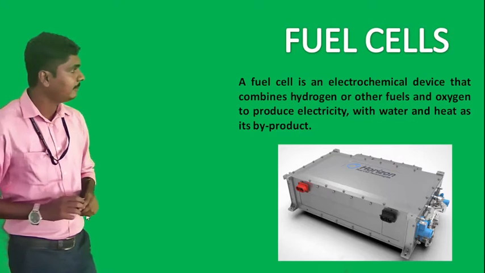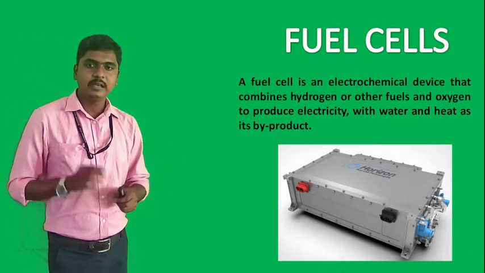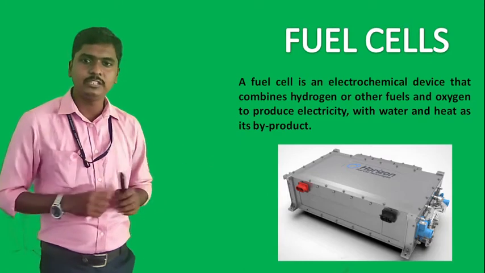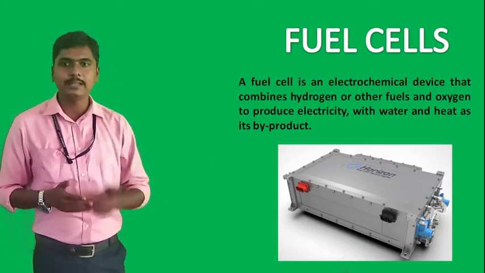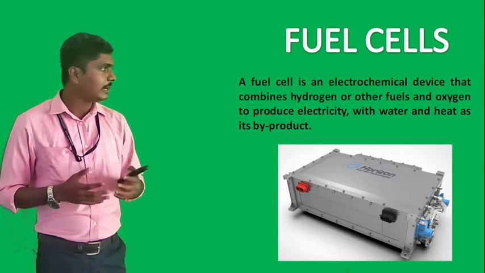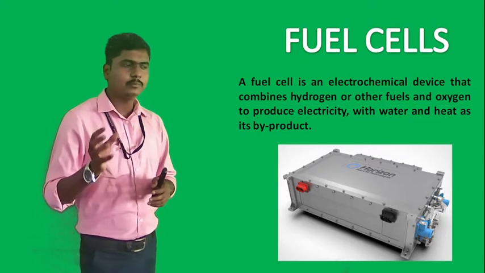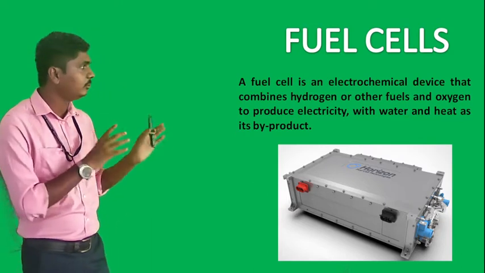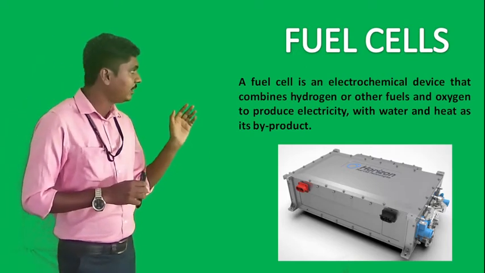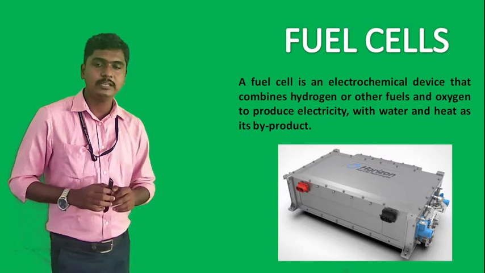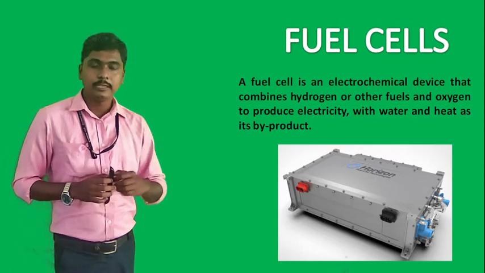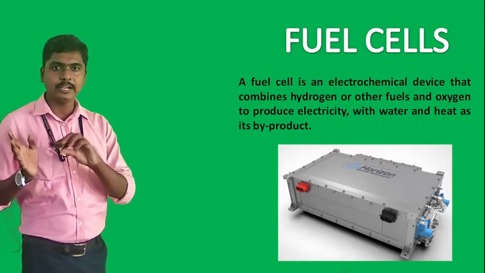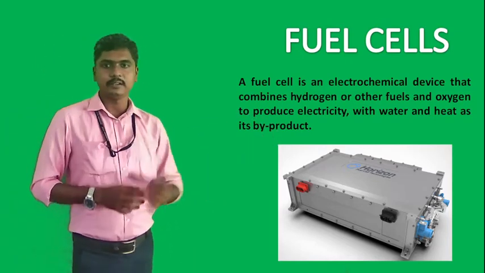So a fuel cell is nothing but an electrochemical device that combines hydrogen or any other kind of fuel. Because most of the fuel will contain hydrogen. It can be hydrogen, it can be methane, it can be methanol, it can be ethanol, any of the carbohydrates we can take. Mostly in maximum fuel it contains hydrogen, so that's why we have taken the normalized things. Along with that, it contains oxygen also to produce electricity. So the chemical energy of hydrogen and oxygen will be converted to electricity directly.